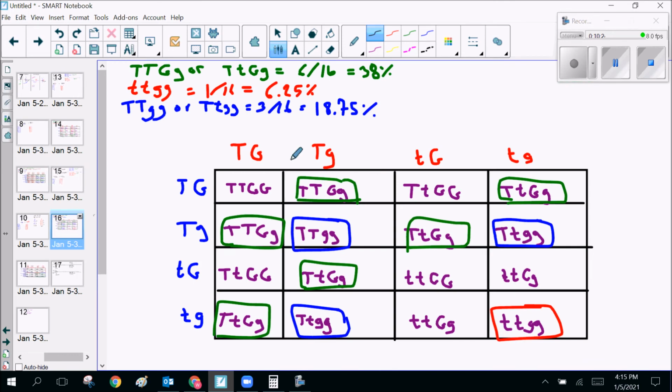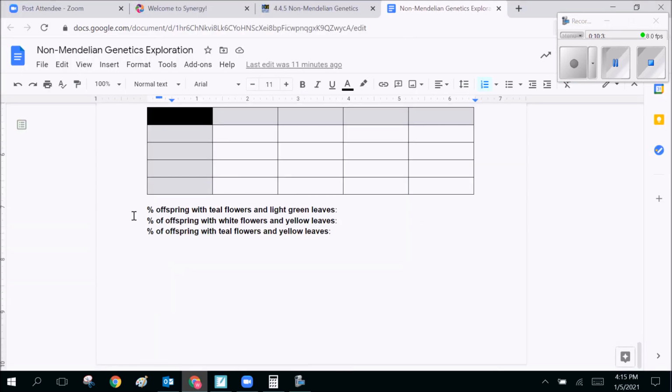So now we're going to put those gametes on the outside, and we're going to do the box again just like we did for the first one. And you're going to see we get a lot of different results. And then it's going to ask a similar question. So what percent of the offspring has teal flowers and light green leaves?